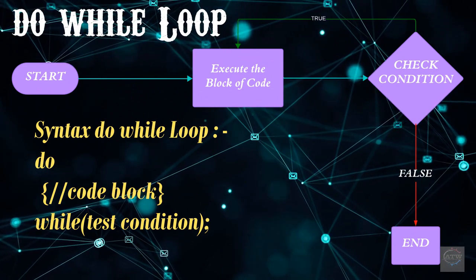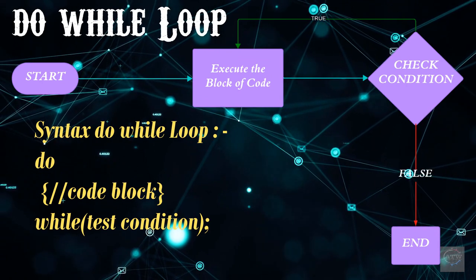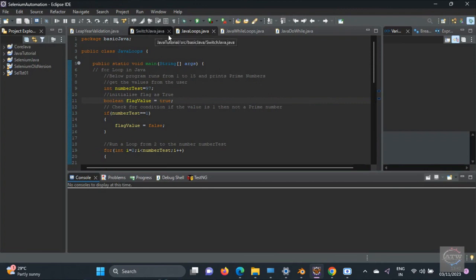Okay. Let's see examples which show you a clear picture of how these loops work. The first example which you are going to see is the for loop. In this program, what we are going to achieve is to find a prime number, meaning whether the number entered by the user is a prime number or not.